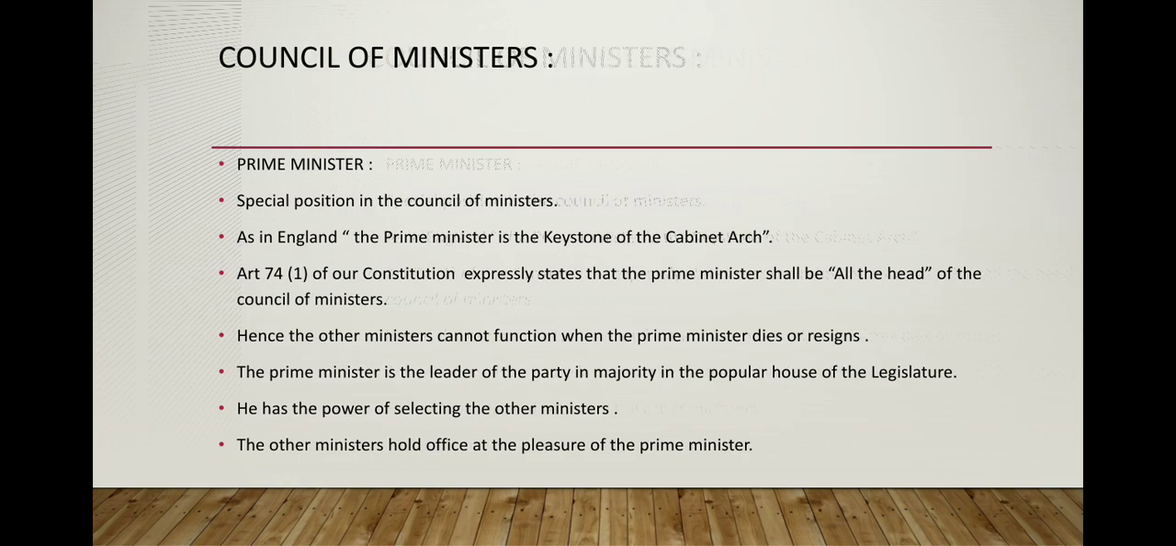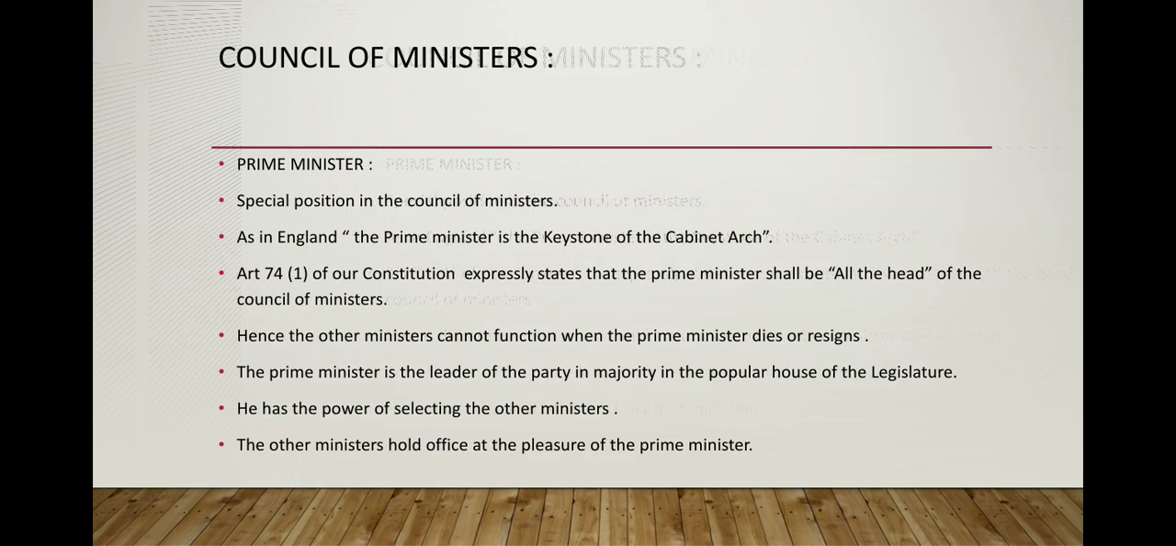In the central government, the Prime Minister is a person having a special position in the Council of Minister. As in England, the Prime Minister is the keystone of the cabinet arch. On the basis of that, Article 74, Clause 1 of our Indian Constitution expressly states that the Prime Minister shall be the head of the Council of Minister.